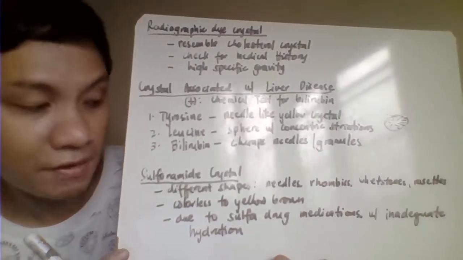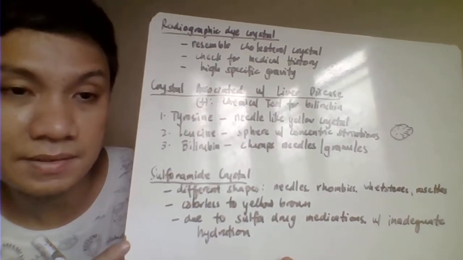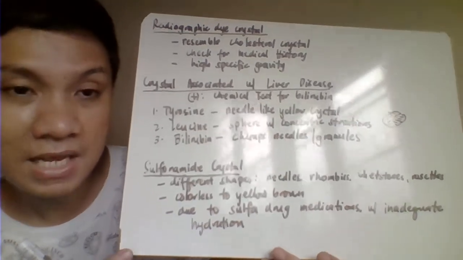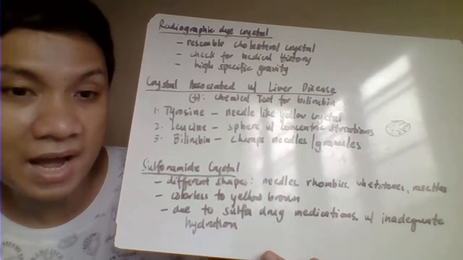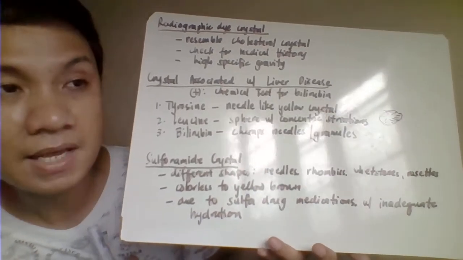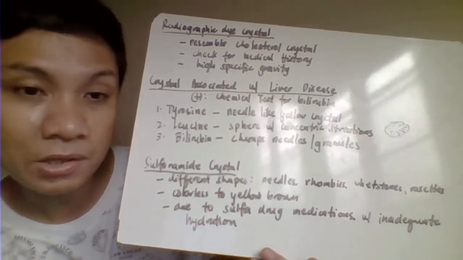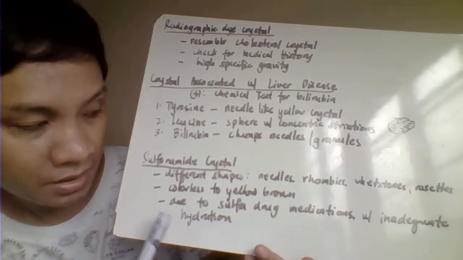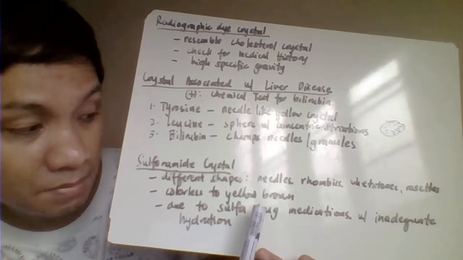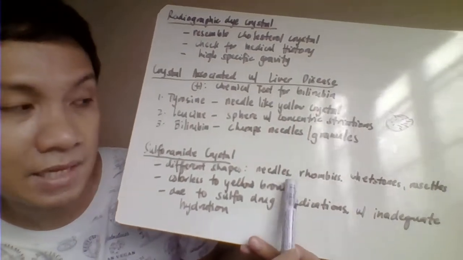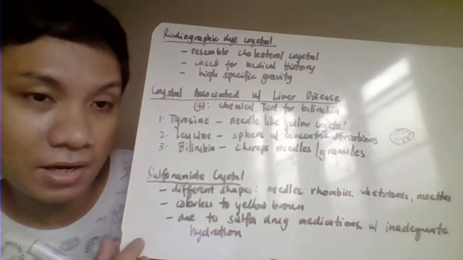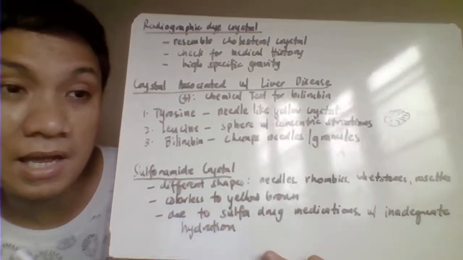Sulfonamide crystals tend to precipitate if the patient has taken sulfate drugs without adequate hydration. I mean to say, the patient did not drink much water and therefore the drug tends to precipitate. Sulfate drugs appear in a variety of forms and shapes: needles, rhombic, whetstones, rosettes. They range from colorless to yellowish brown, usually yellowish brown.